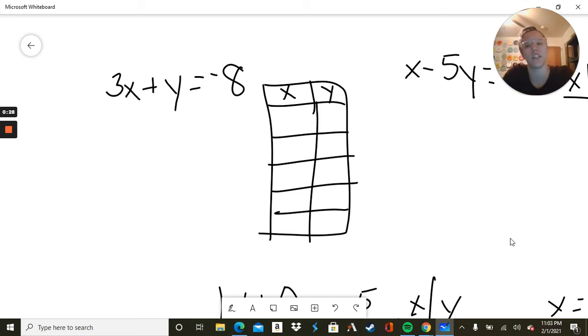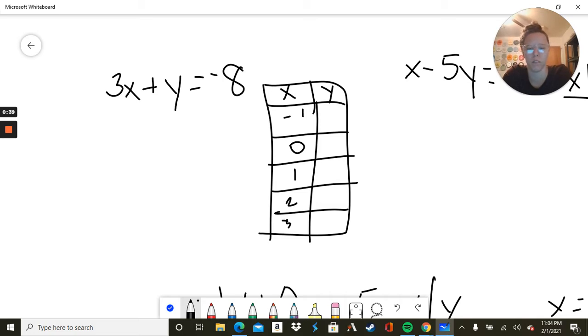So we're going to go to our little whiteboard. So here's our equation. Let's just find negative 1, 0, 1, 2, and 3. I think those will be easy enough. So 3 times negative 1 is going to be negative 3. We add that to the other side, and we get a negative 5. Okay, 3 times 0 is 0, so y equals negative 8. 3 times 1 is 3. Subtracted with negative 8 is a negative 11. 2 times 3 is 6. Subtracted gives us negative 14.